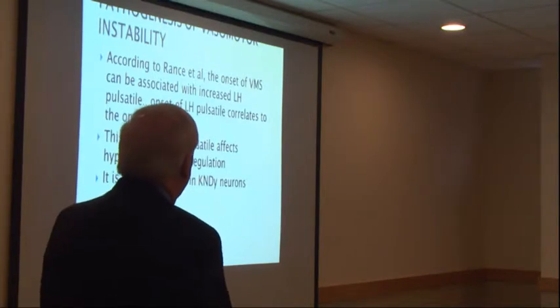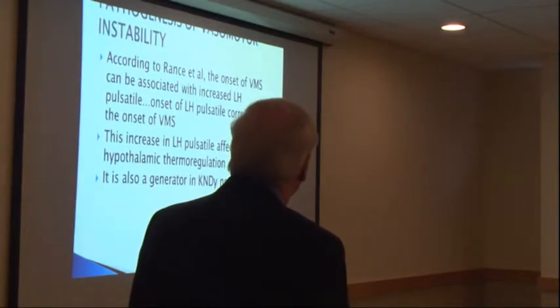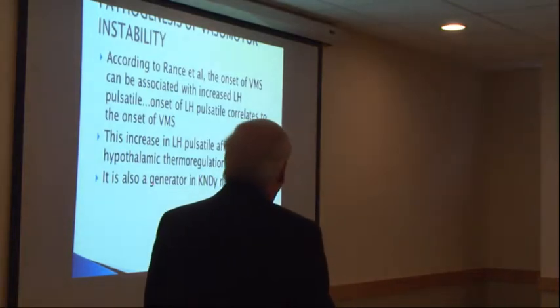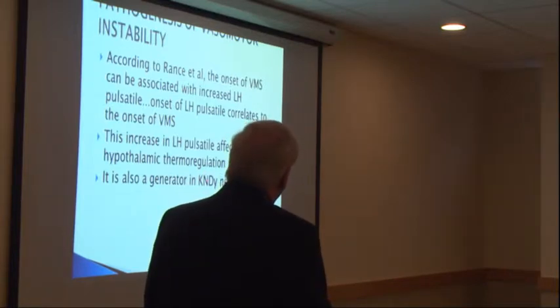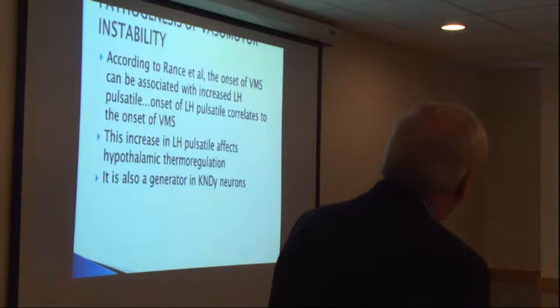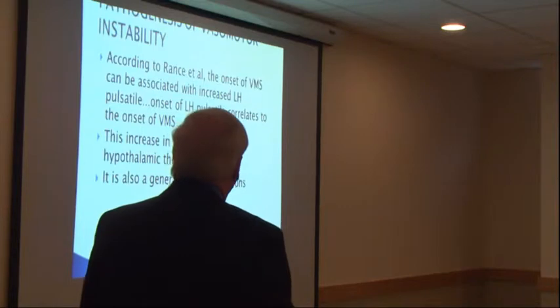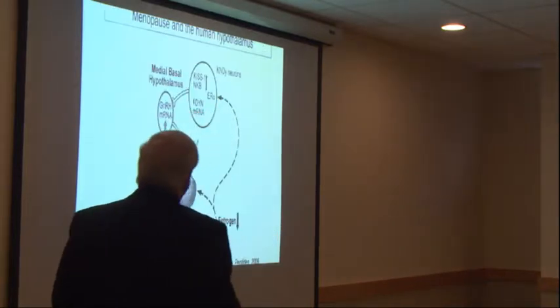When the onset of vasomotor symptoms occurs with this increase, we start to see it correlating with the onset of hot flashes. It affects the hypothalamic thermonucleus and is a generator of kisspeptin, neurokinin B, and dynorphin neurons, KNDY neurons, which are in the preoptic nucleus, preoptic pathway of the hypothalamus. So here's the episodes related to the LH and looking at hot flashes, and here's their philosophy.